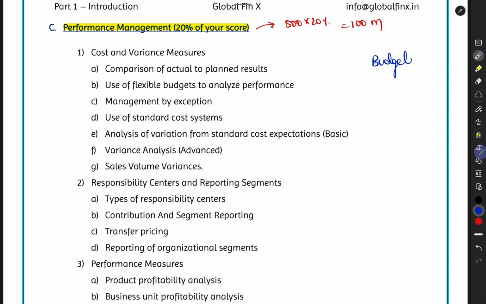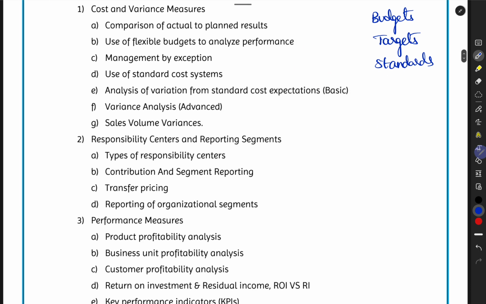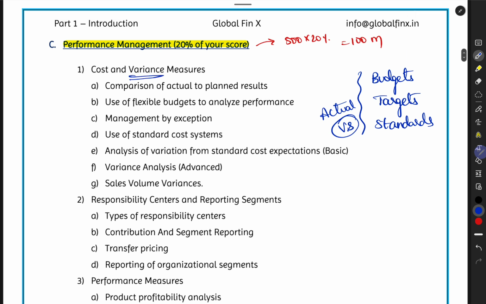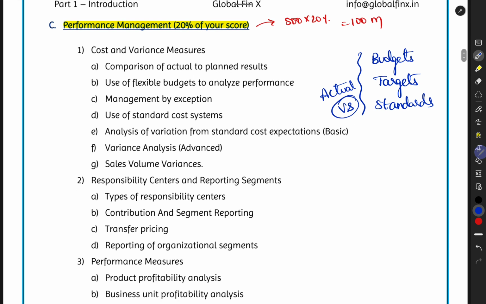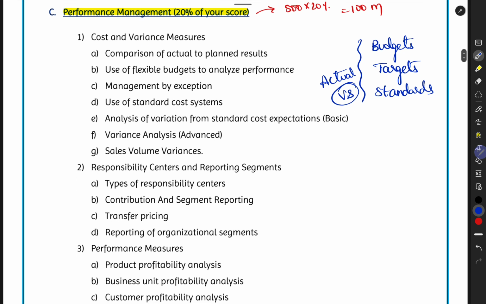budgets, or we can say targets, or we can say standards. All right. So a company prepares a budget, a target, a standard, and then the actuals will be compared with these budgets, targets, and standards. Okay. So this comparison is called variance. So the difference between the target or the budget or the standard and the actuals is called variance.